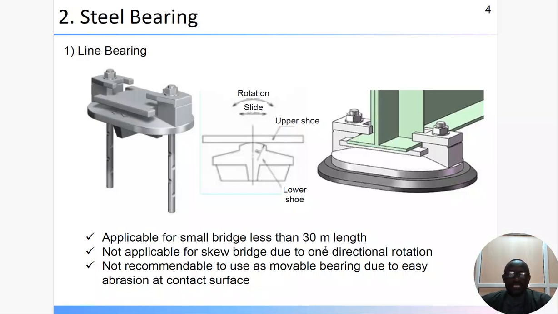Applicable for small bridges less than 30-meter length. It is even here. So if you have your steel plate, this is how the whole thing is locking down here. And this is a typical one. This is now together with the girder. Not applicable for skew bridges due to one directional rotation.